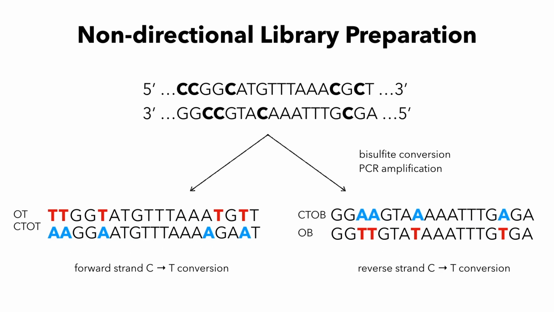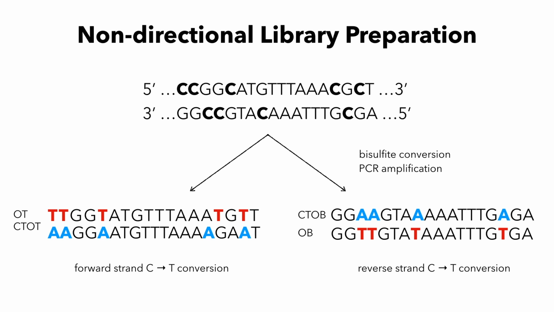In the non-directional approach, the adapters are not specific. Thus, after PCR amplification, 4 kinds of DNA fragments are sequenced. Original positive, where all unmethylated cytosines are converted to thymines, and original negative, where again all unmethylated cytosines are converted to thymines. In addition, the library will include complementary DNA to the converted positive strand, as well as complementary DNA to the converted negative strand.